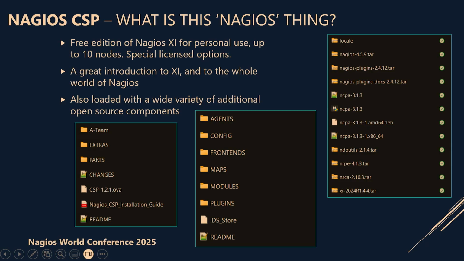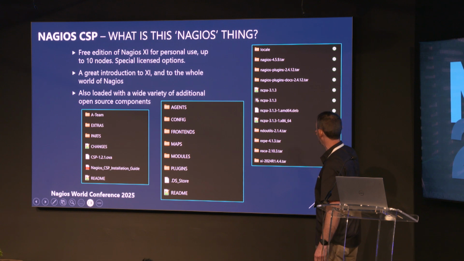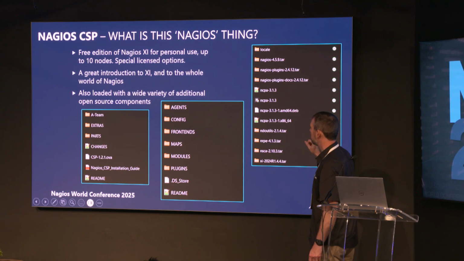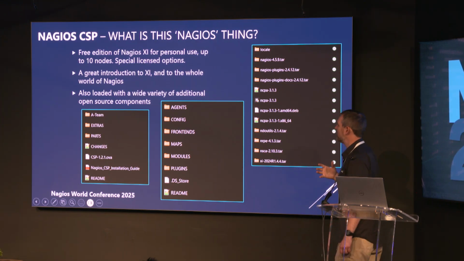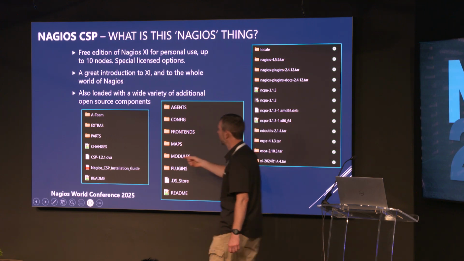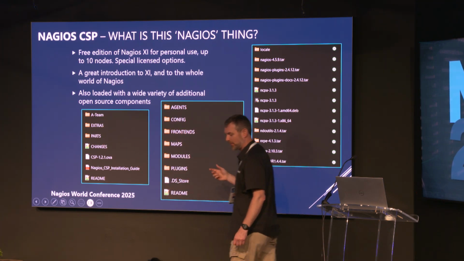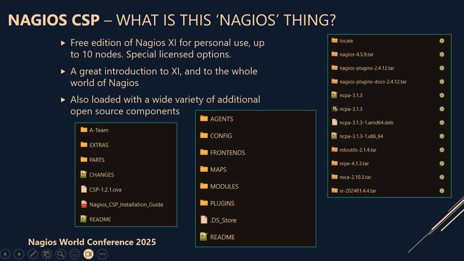You can monitor up to 10 nodes, all the services you want to. So it's a really nice way to spend nothing and use all the cool capabilities that XI's got built in. It's a really great introduction to XI, and not just to XI, but the entire world of Nagios. For example, it includes the tarball of Nagios plugins, Nagios Core 4.5.9, a bunch of documentation on plugins, the NCPA agent, other projects and agents like NRPE, NSCA, NDOUtils. And especially because it includes things like this, this is like 600 or 700 pictures of the Nagios crew for the entire time Nagios has been around. So it's just a bunch of really cool kind of random stuff.